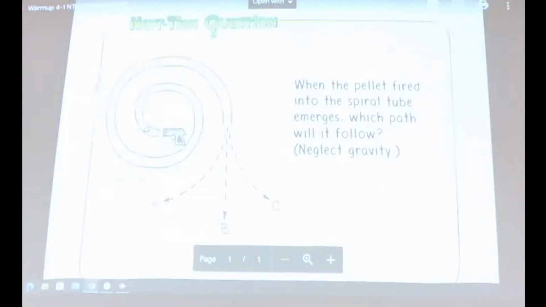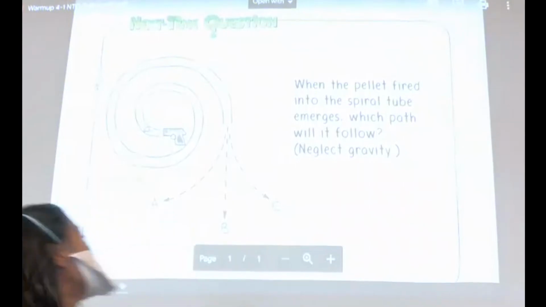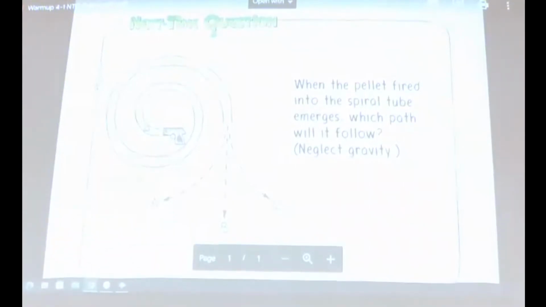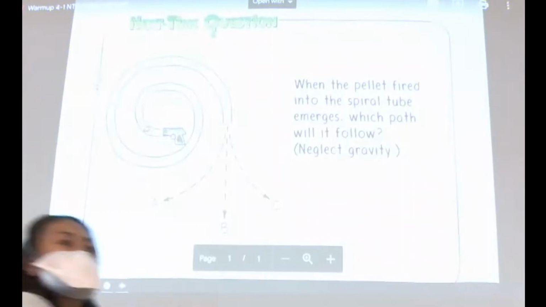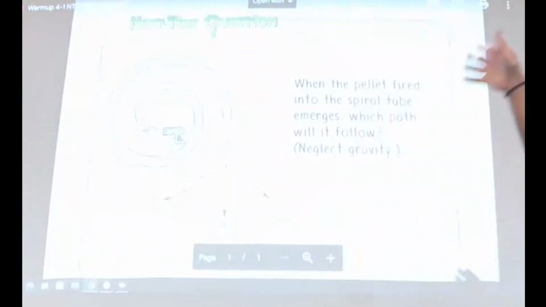We had 15 students say that B was the answer, 6 students say that C was the answer, and 6 students said that A was the answer. So let's do another revote now that you've experimented with it. How many of you decide that A is the correct answer? That it's going to rotate in that same circular motion once it leaves your hoop?